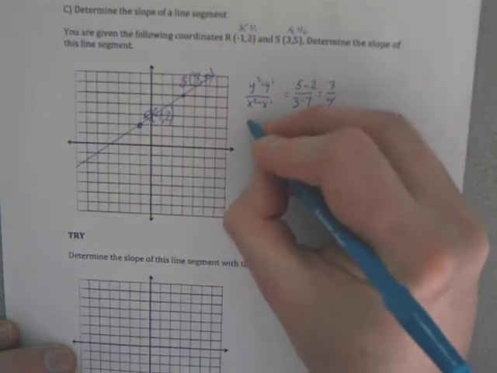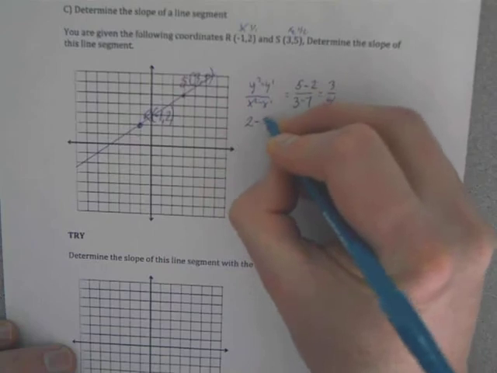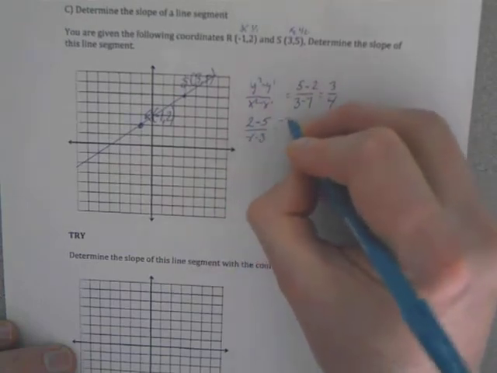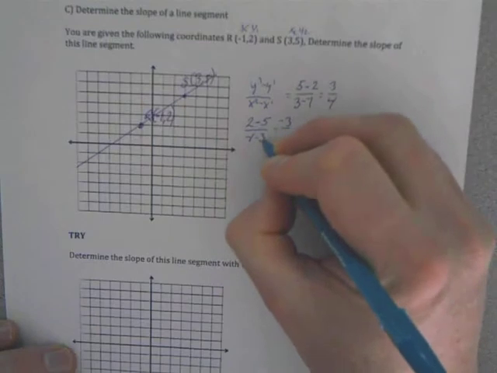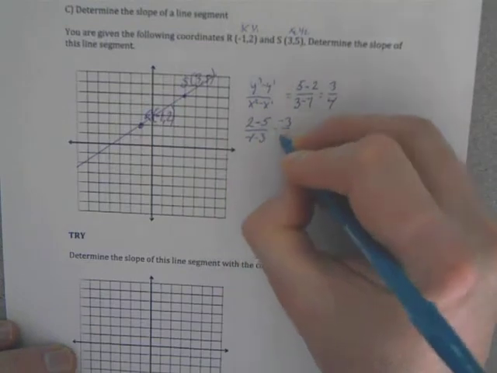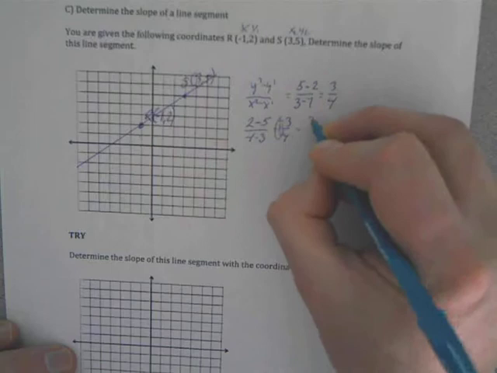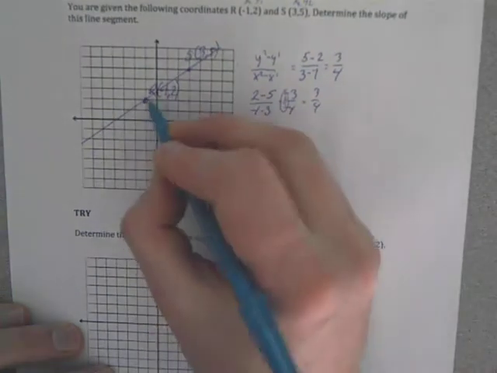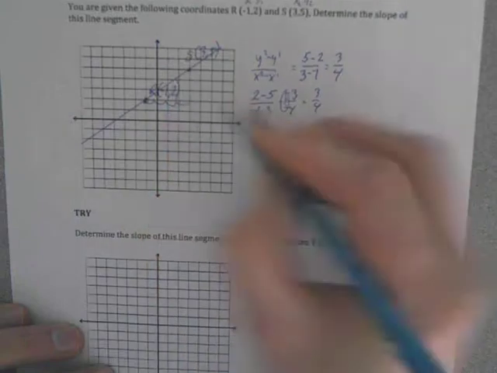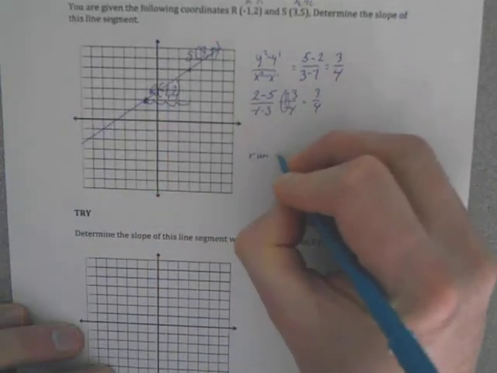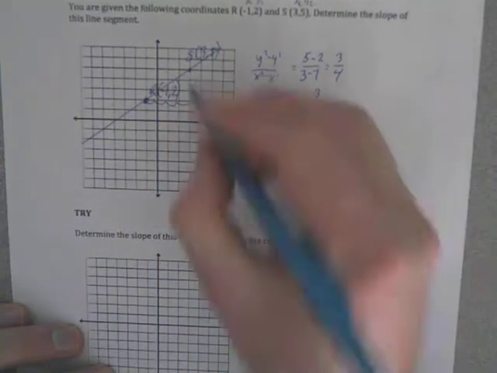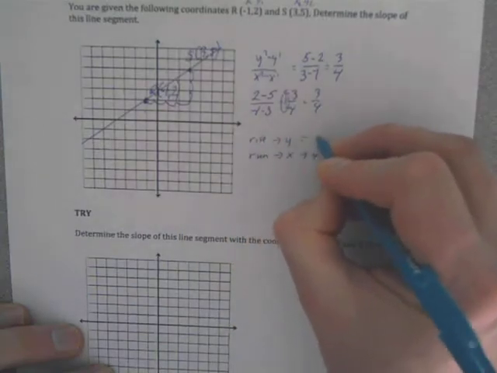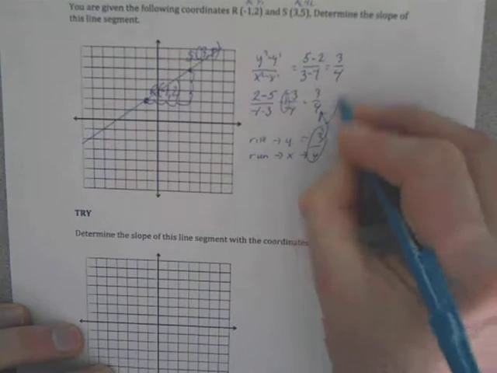If I did the other way, 2 minus 5 over top of negative 1 minus 3. 2 minus 5 is negative 3. Negative 1 minus 3 is negative 4. Cross those out, and it's 3 over 4. If I do it a different way, I can count up: 1, 2, 3, 4, that's my run, which is my x, 4, and 1, 2, 3, which is my rise, which is my y, 3, and that's the same as those two.